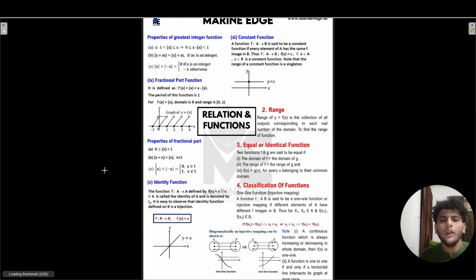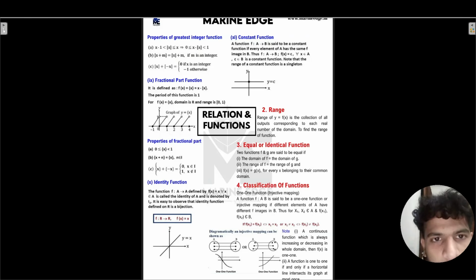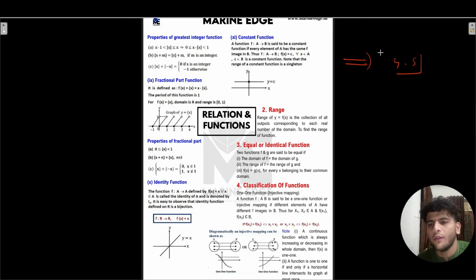Okay, so now we have the types of functions. Mostly we have the greatest integer function. The greatest integer function is also of utmost importance for us. If I want to talk about the greatest integer function, okay, if I have a number 4.5, what I'll actually do is divide this between 4 and 0.5.